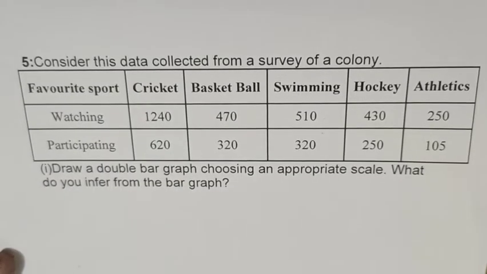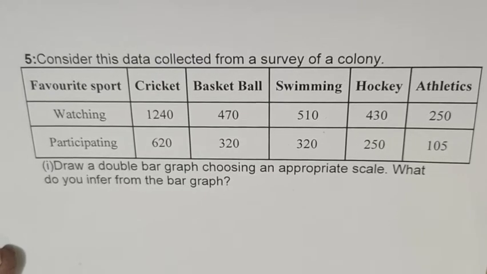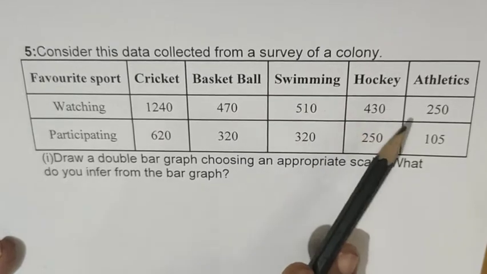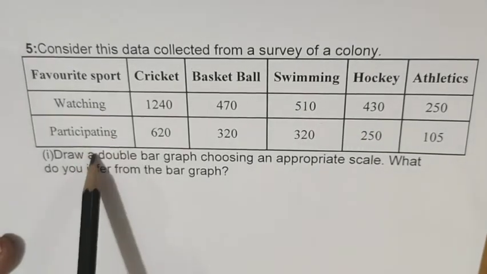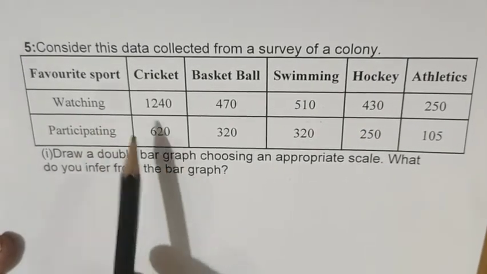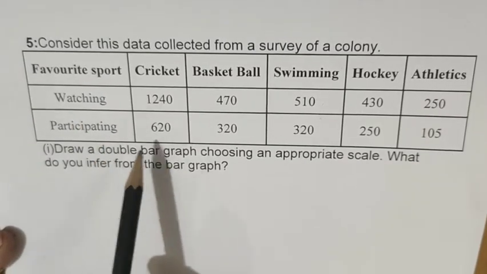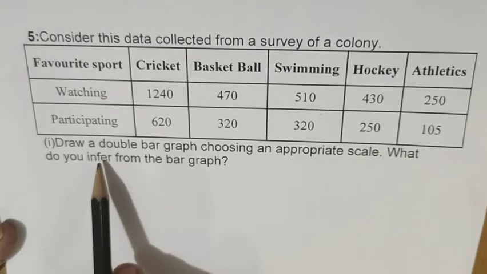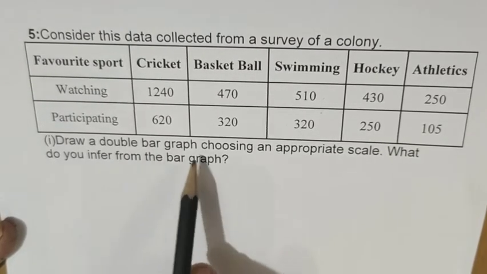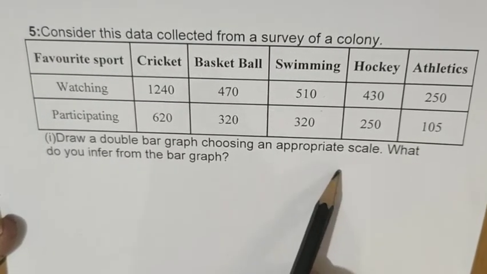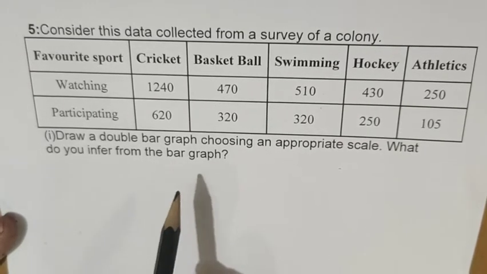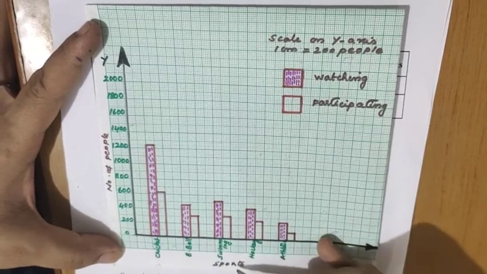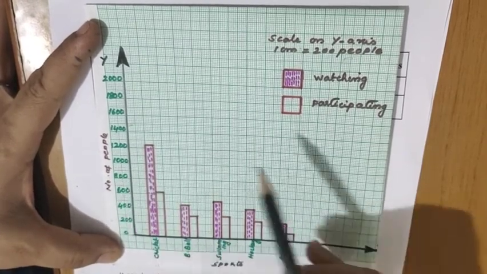Next question, consider the data collected from a survey of a colony. Favorite sport: cricket, basketball, swimming, hockey and athletics. Watching and participating, 2 types of people are there. Some are interested to watch, some are interested to participate. So the numbers they have shown directly in tabular form. Now the question is to draw a double bar graph choosing an appropriate scale. What do you infer from the bar graph? Now the double bar graph looks like this. Again labeling sports, number of people.